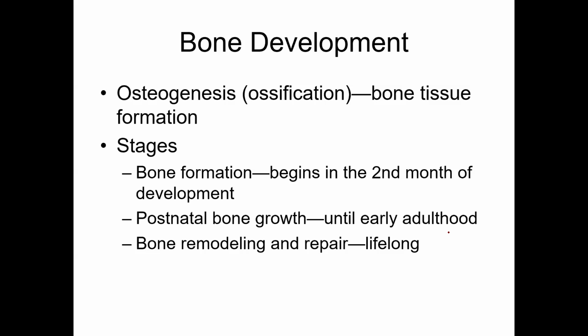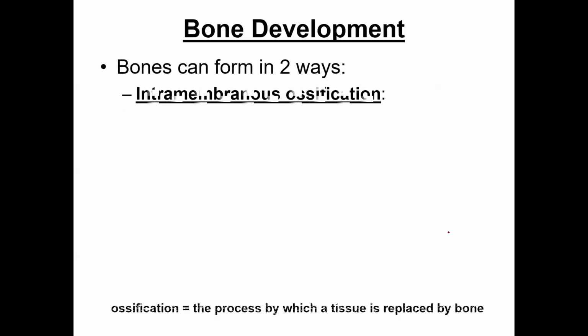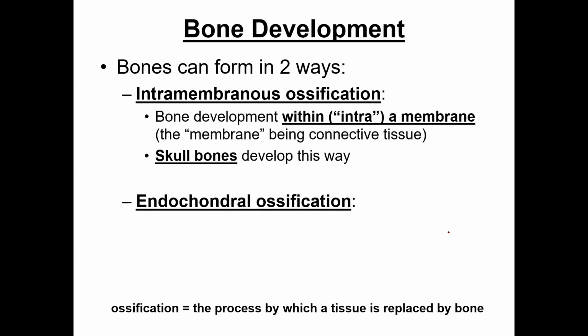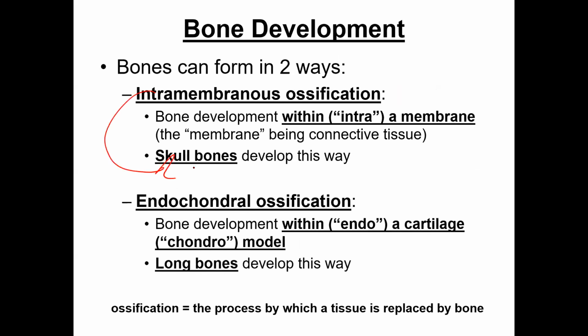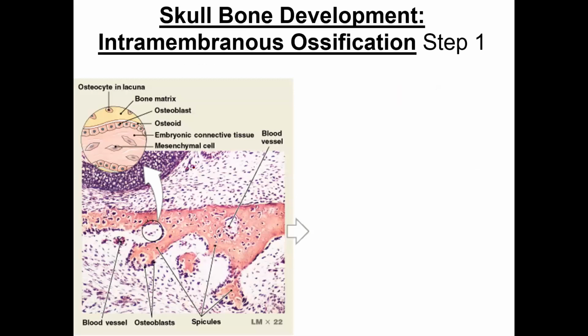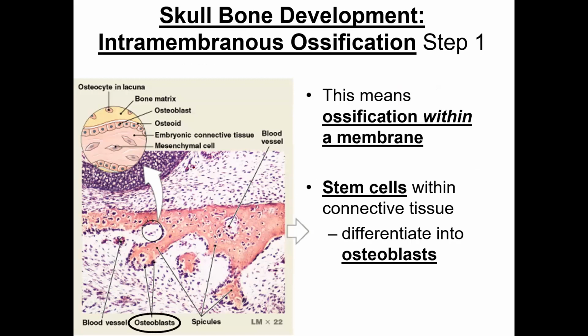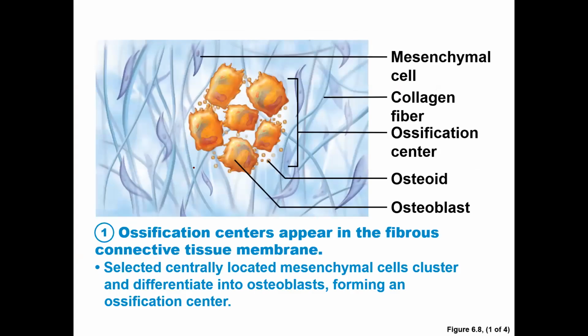Bones form through a process called osteogenesis or ossification. It starts about the second month of development. Bones form either through intramembranous ossification or endochondral ossification. Intramembranous is how skull bones form, and endochondral ossification is how long bones form. We'll look at intramembranous ossification first. In intramembranous ossification, you start with a connective tissue membrane. Stem cells in that connective tissue turn into osteoblasts, and bam, we're laying down bone.